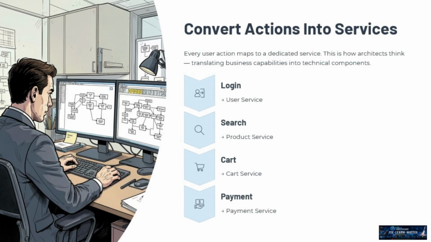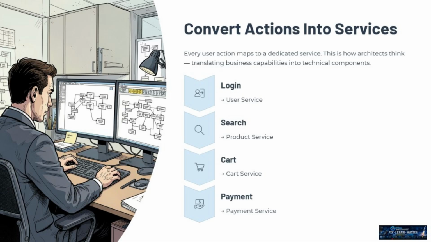This is one of the most important skills an architect learns. We take business activities and convert them into technical services. For example, when a customer logs in, that functionality belongs to a user service. Product searches belong to a product service. Cart management belongs to a cart service. Payment processing belongs to a payment service.